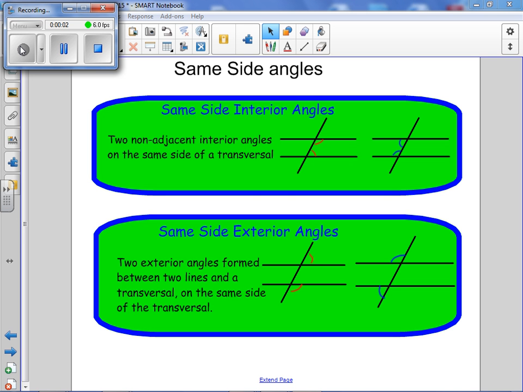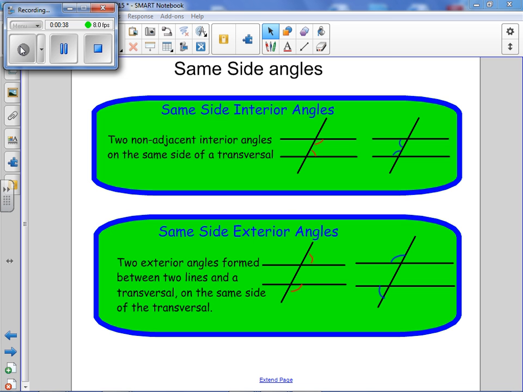All right, so this is our last lesson on Outcome 5 in Math 21. We're going to talk about two more angle pairs, and they are the same side angles. So we have two different types of same side angles: same side interior and same side exterior, and they're exactly how they read. Same side interior means they're both angles on the interior, but on the same side of that transversal. Same side exterior are again two exterior angles, but on the same side of the transversal.